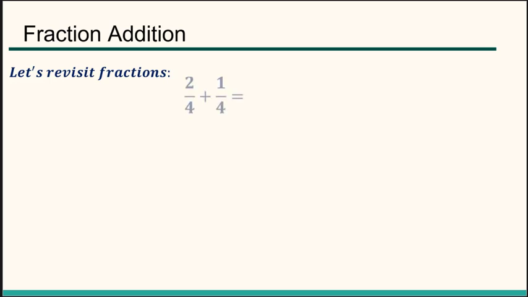If we have 2 over 4 plus 1 over 4, what we do is we keep the same denominator and add the tops. If we didn't have the same denominator, remember we would have to get a common denominator, but we're not going to deal with that right now. So when we put this together, we keep that same denominator, add the top, and we get 3 over 4.